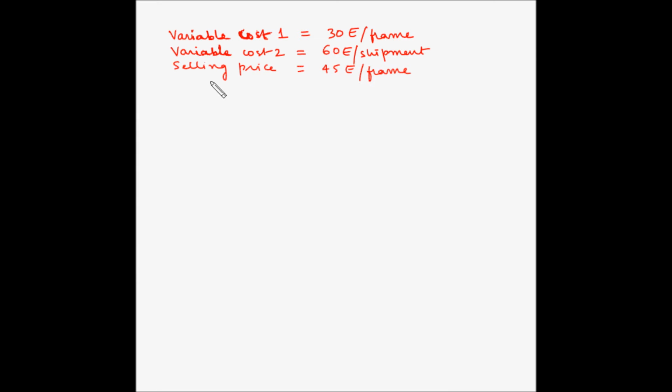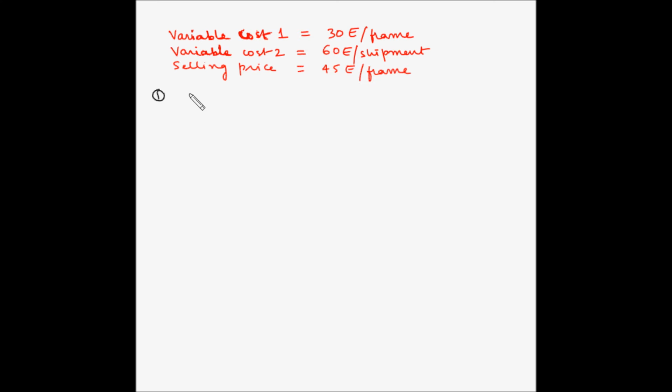So in this example, the information provided to us is the variable cost number one is 30 euros per picture frame. Variable cost number two given to us is 60 euro per shipment, and the shipment may have any number of frames. And the selling price is 45 euros per frame. Now first, what we have to find out is, suppose Indu sells 40,000 picture frames in 1,000 shipments.